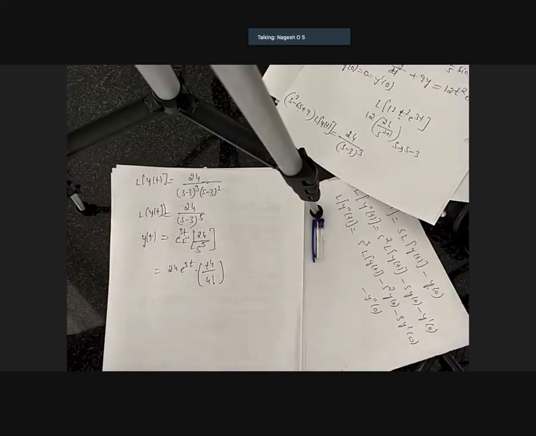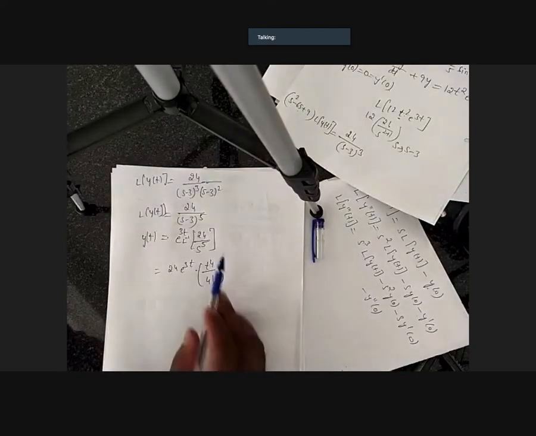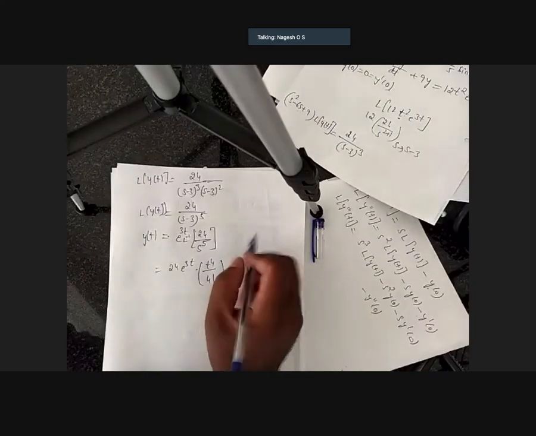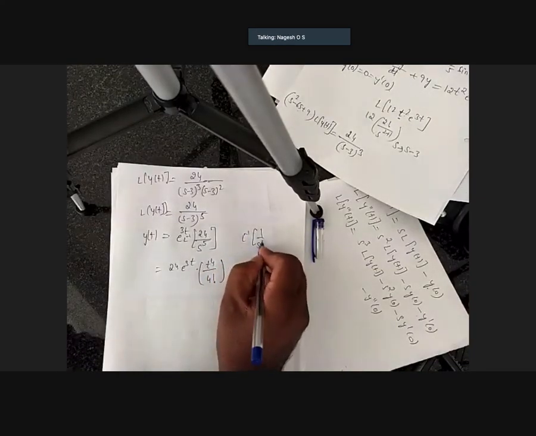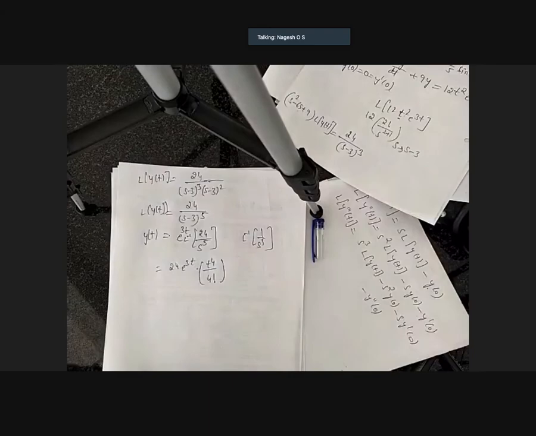Okay, 24 e power 3t. Laplace inverse of 1 by s power 5 is t power 4 by 4 factorial. So this is the Laplace inverse.